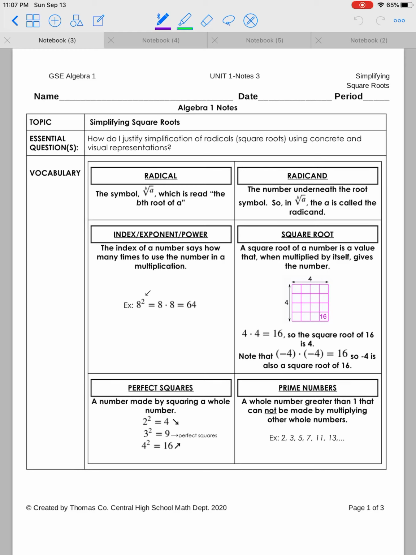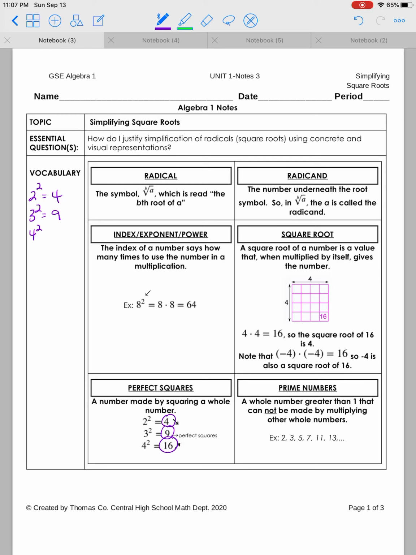Perfect squares. These are something that you're going to need to have memorized. Here's a few of them. 2 squared is 4. 3 squared is 9. 4 squared is 16. These perfect squares, 4, 9, and 16, are going to help us in a minute simplify these radicals. I'm just going to make a list. If you need to make a list and write them down, then do that for right now.